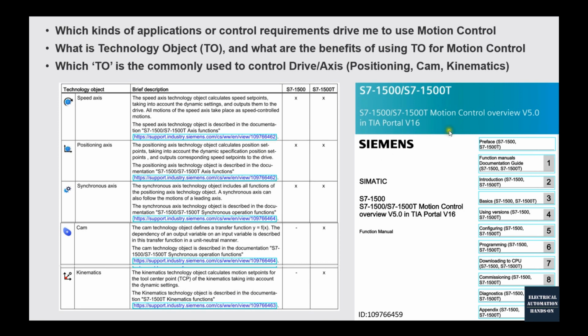To find the detailed explanation, you can search those IDs on the Siemens support website. One important document: you can search for the motion control overview, the latest version 5.0, in TIA Portal version 16. All the key information from Siemens motion control is explained in this manual. Its ID is this 459.